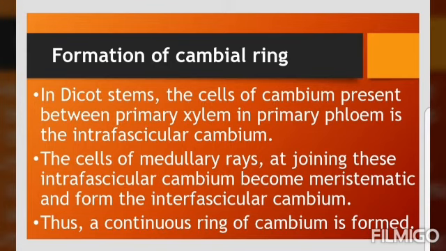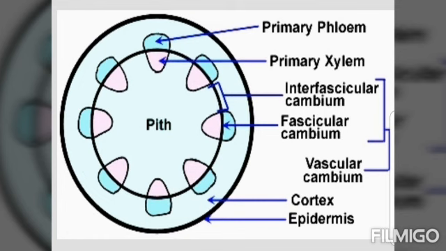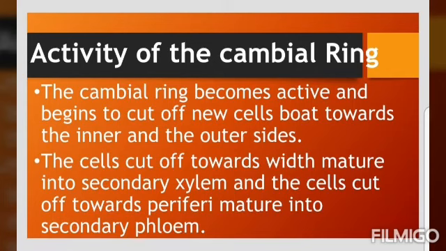In dicot stems, the cambium present between primary xylem and phloem is intrafascicular cambium. The cells of medullary rays adjoining these intrafascicular cambium become meristematic and form the interfascicular cambium. Thus, a continuous ring of cambium is formed. The cambial ring becomes active and begins to cut off new cells, both towards the inner and outer side.